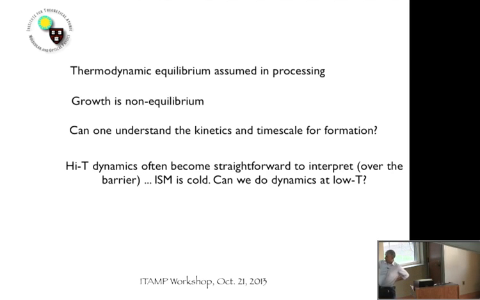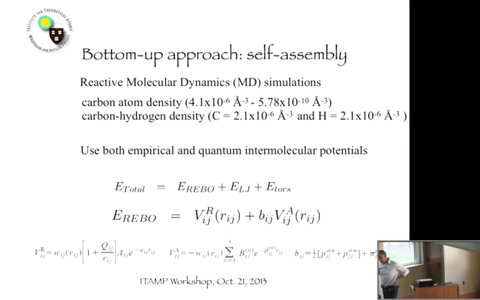Okay. Now, high temperature dynamics can become straightforward to interpret, because you can have over the barrier reactions. But the ISM is cold. Okay, the temperatures are tens of Kelvin to 100 Kelvin. Can we do dynamics at low temperature? Okay. So we started thinking about doing molecular dynamics simulation at relatively low temperatures, certainly not at 10 Kelvin. But I will show you maybe some predictive mechanism for trying to get to those low temperatures as well.